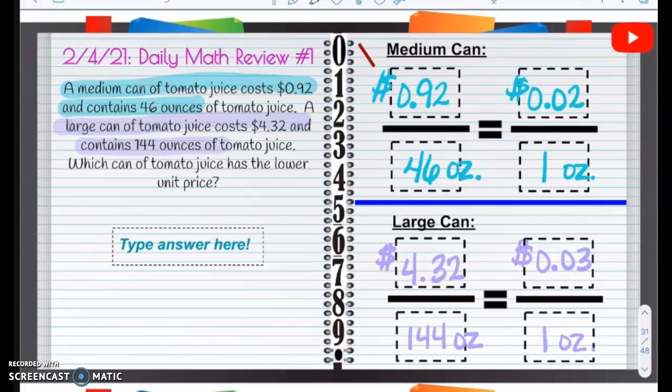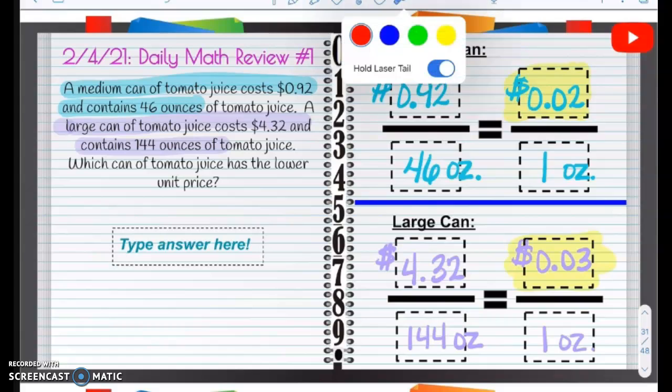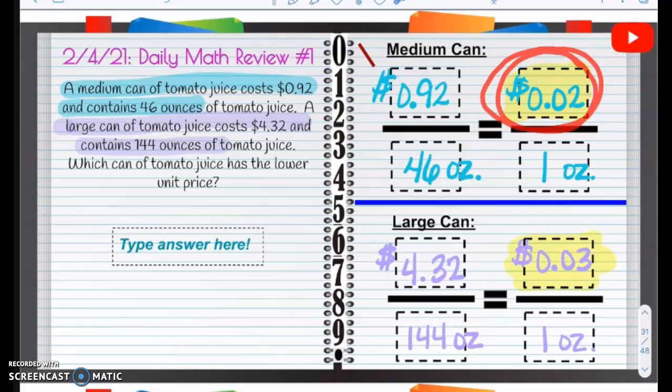So when we take a look at these, we have 2 cents per ounce in the medium can, or 3 cents per ounce in the large can. Well, which is cheaper? Which is the better buy? Well, the better buy is going to be 2 cents. I'd rather give you 2 cents per ounce than 3 cents, because that's just a little bit more. So the better buy is the medium can.